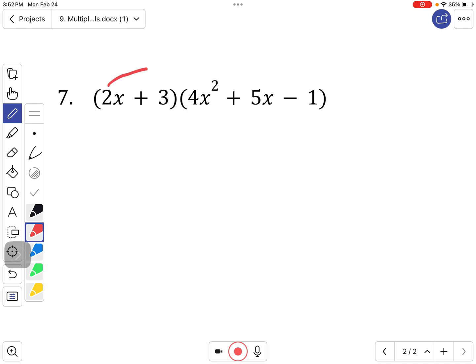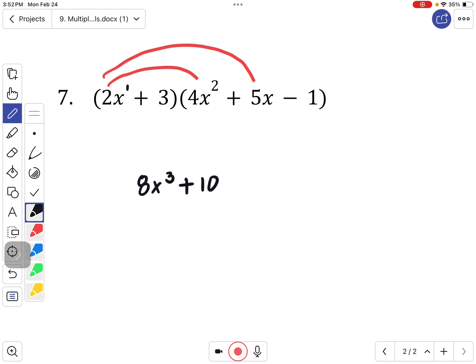So I have 2x, and I have to multiply that by 4x squared. So 2x times 4x squared is going to give me 8x to the third, and it's the third because this has a little power 1 right there. Okay, now I'm going to take that 2x and I'm going to distribute it to that 5x. So 2 times 5 is 10. And they're both positive, so I'm going to say plus 10. And then between the two of them, I have 2 x's. So I'm going to say x squared.